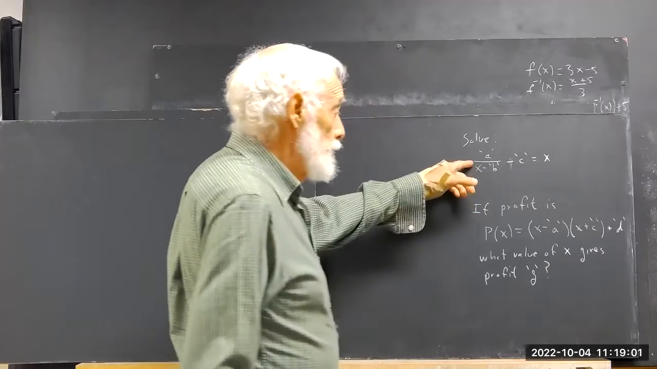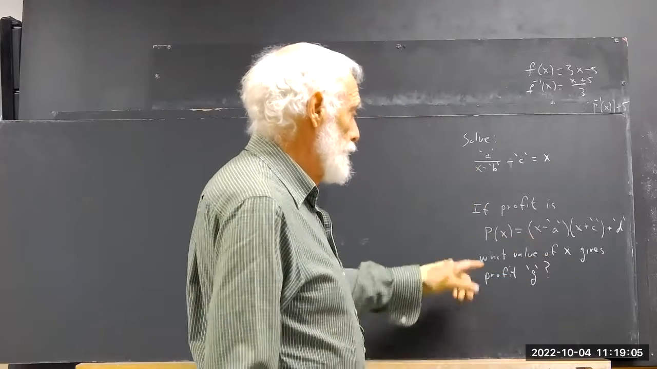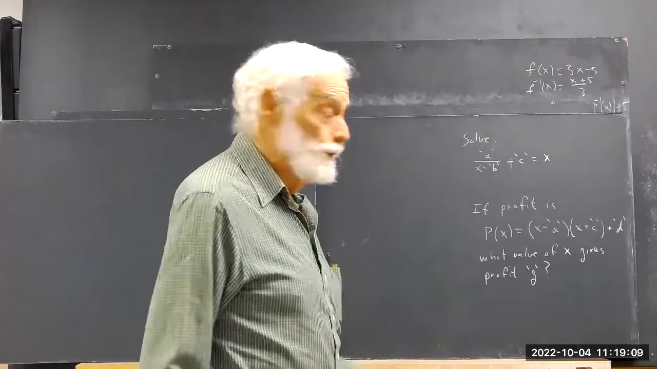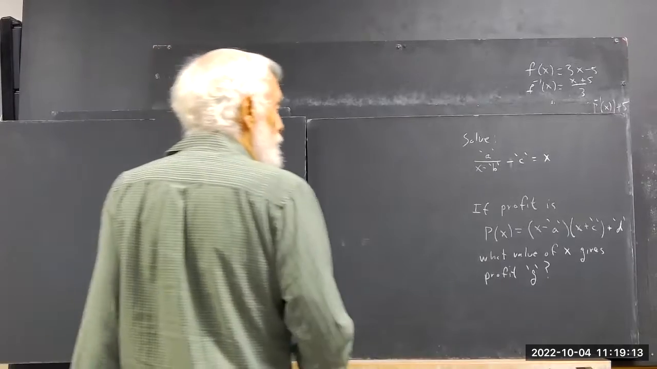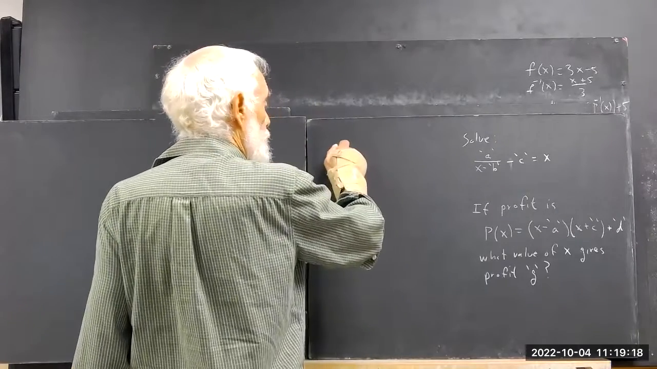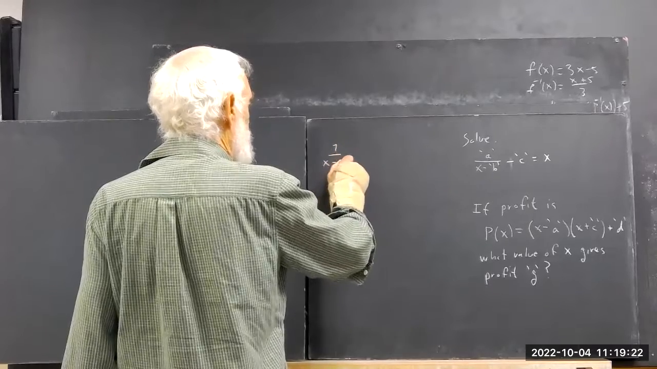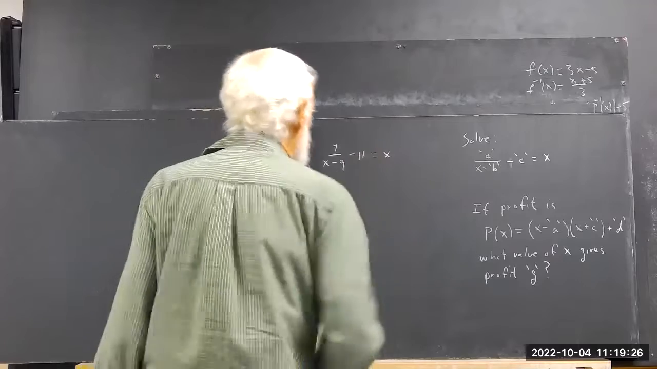We have an equation to solve, and then a problem where we're given a profit function, and ask what value of x makes the profit equal to whatever number. So we'll start with the first one. Using fairly arbitrary numbers, I'll say 7 over x minus 9, minus 11, equals x.